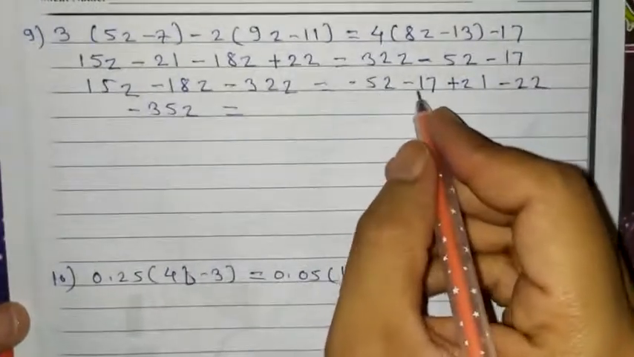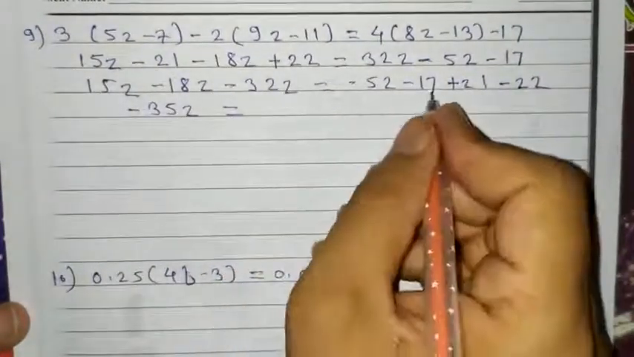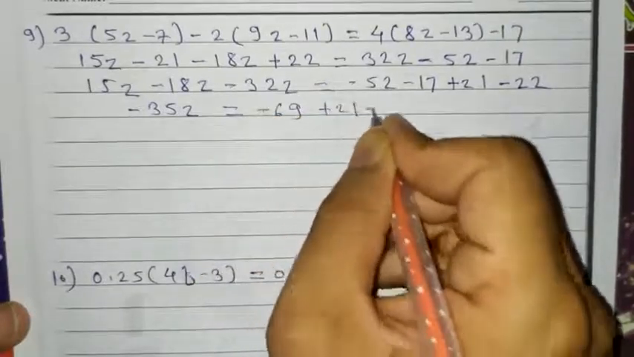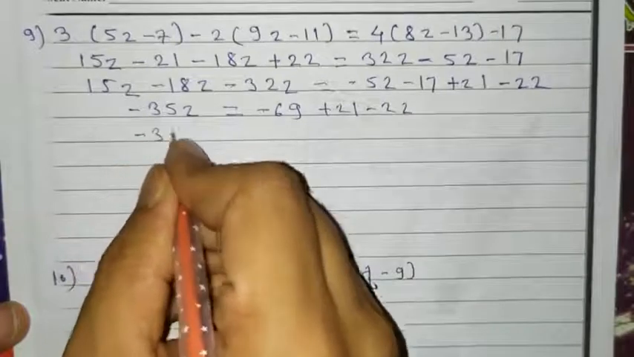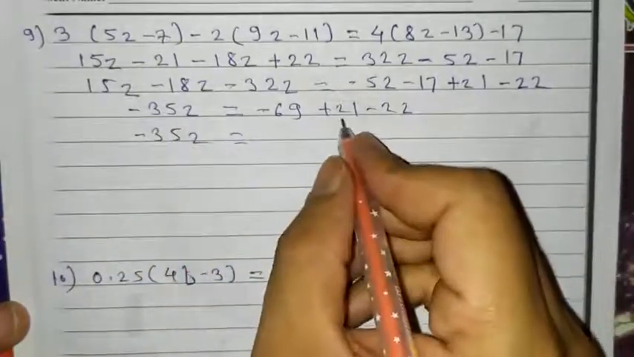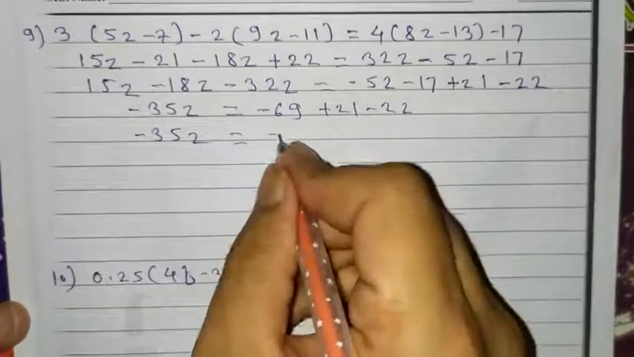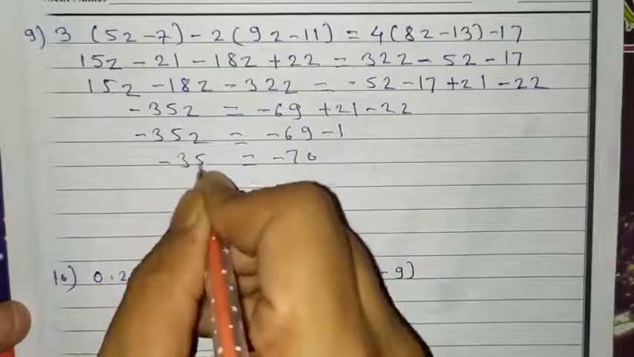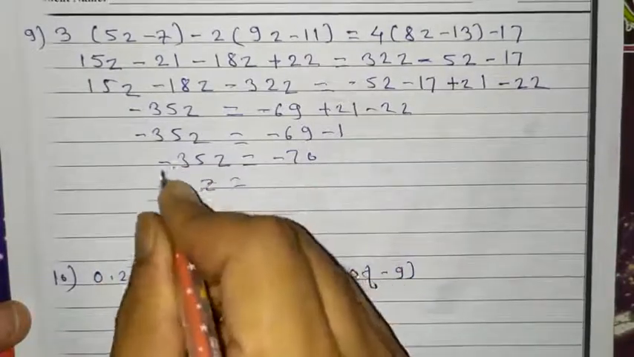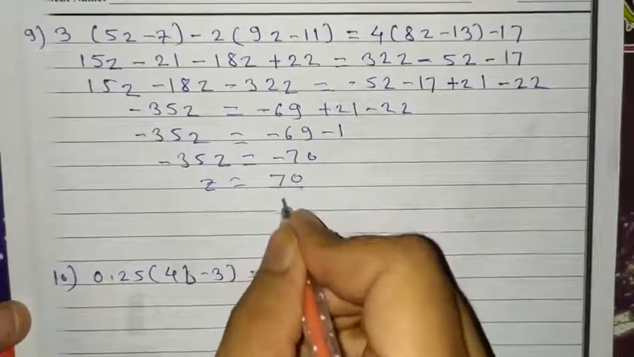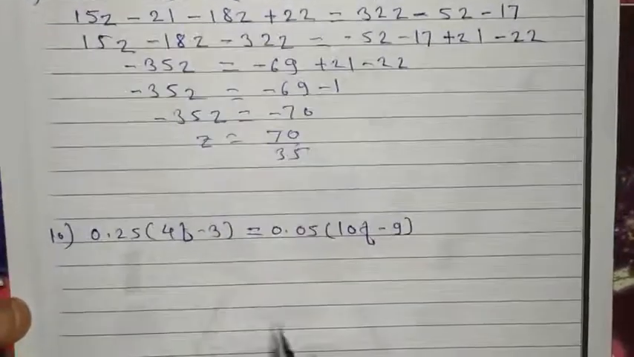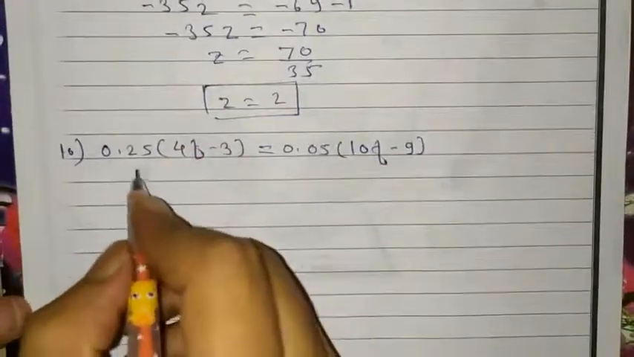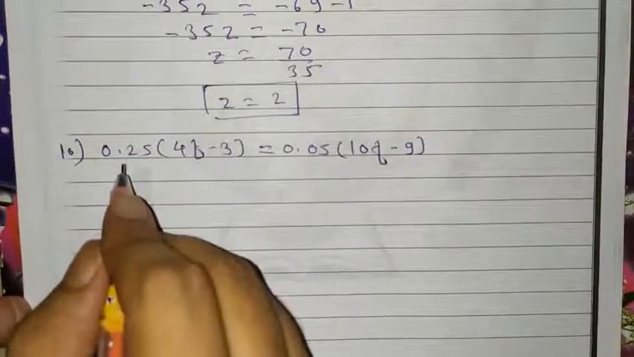And here minus minus means you have to do their addition: 7 and 2 is 9, 5 and 1 is 6, and the minus sign, plus 21 minus 22. So minus 35z equals, here 21 is there, minus 22 is there, so 69 minus 1, it is minus 70, and minus 35z. So minus minus gets cancelled, so 70 upon 35. So it means z equals 2. This is the answer. Going for the 10th one may be difficult for you because a decimal point is there.